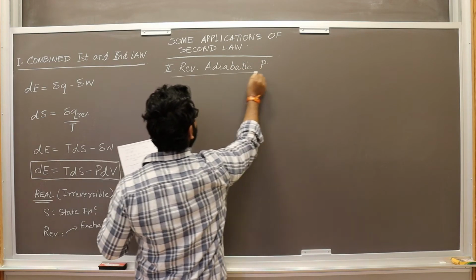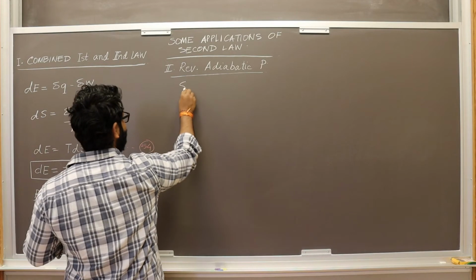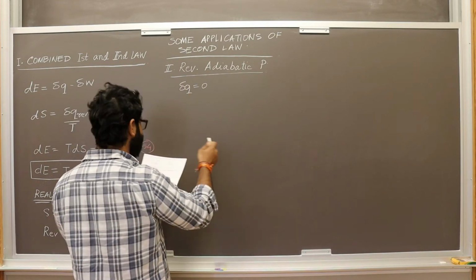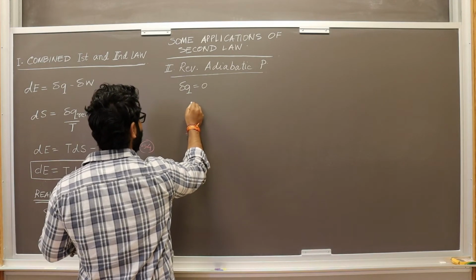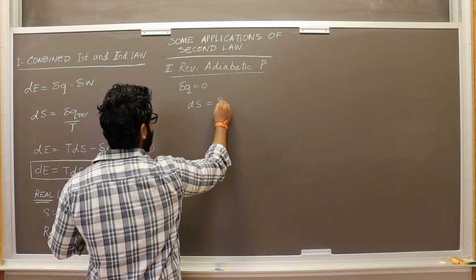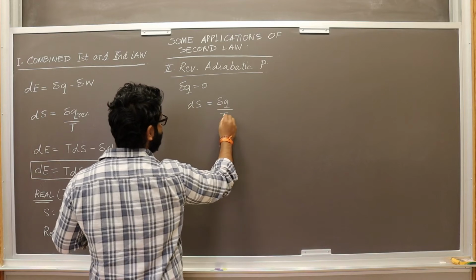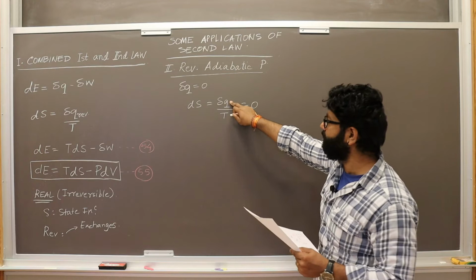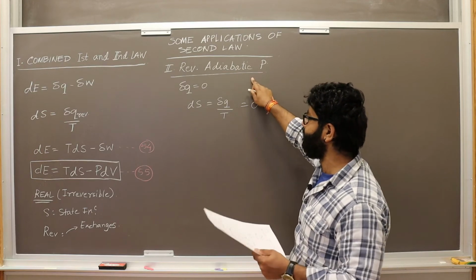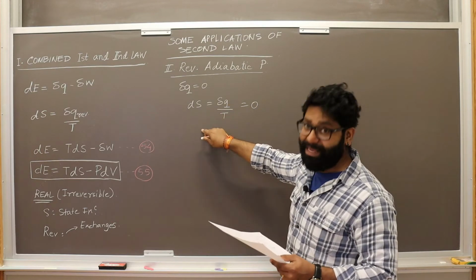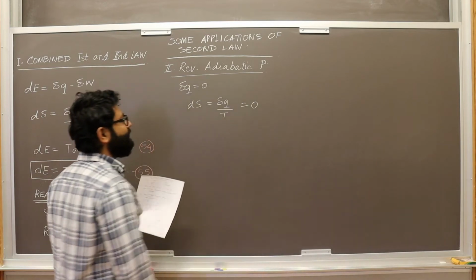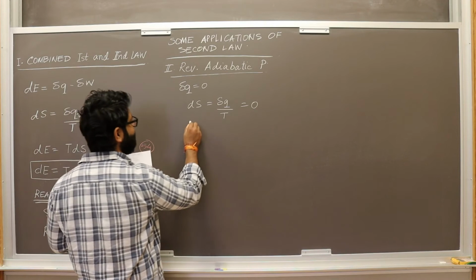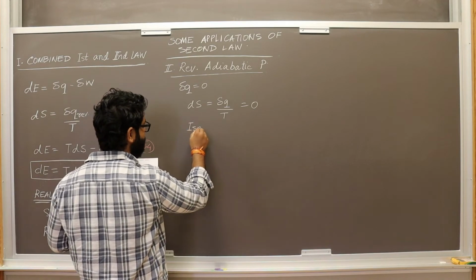Whenever you say it's an adiabatic process, the del Q automatically becomes 0 by definition. When this becomes 0, dS also becomes 0. Why? Because del Q here becomes 0, so dS is 0. So in an adiabatic process, the entropy doesn't change. A process in which you don't have a change in entropy is called an isentropic process.